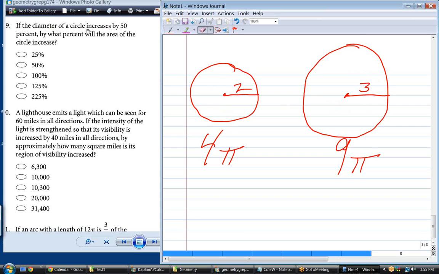In other words, we know it says it increases by 50%. If the diameter does, so does the radius. And that's why I set up the first radius to be 2 instead of 1. If I'd have made that 1, then I'd have had to make that 1.5, and so forth. But in the end, by what percent will the area of the circle increase? Well, it increased by 5 pi. Well, if you said the circle increased by 100%, it would go up to 8 pi.